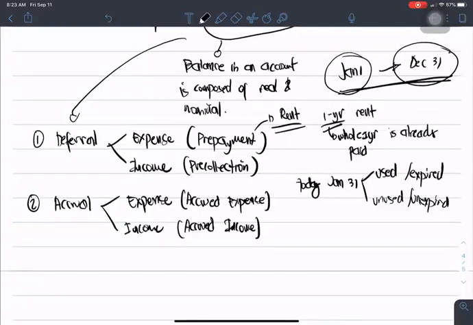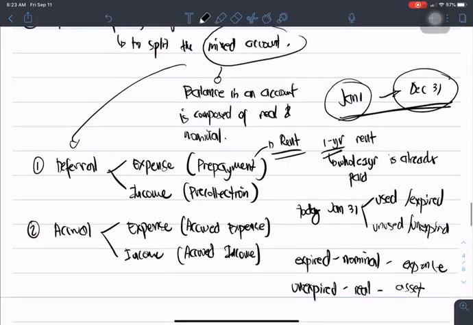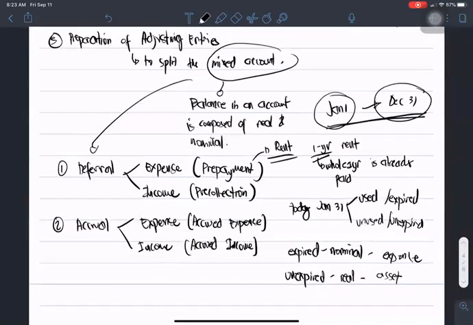So the expired here is the nominal account. Why is it a nominal account? It will now be treated as an expense. The unexpired here is treated as a real account. It is an asset. Okay, so again, we go back to the concept of adjusting entry. In the preparation of your adjusting entries, we try to split the mixed account. When we say split the mixed account, the balance in an account will be split into real and nominal.